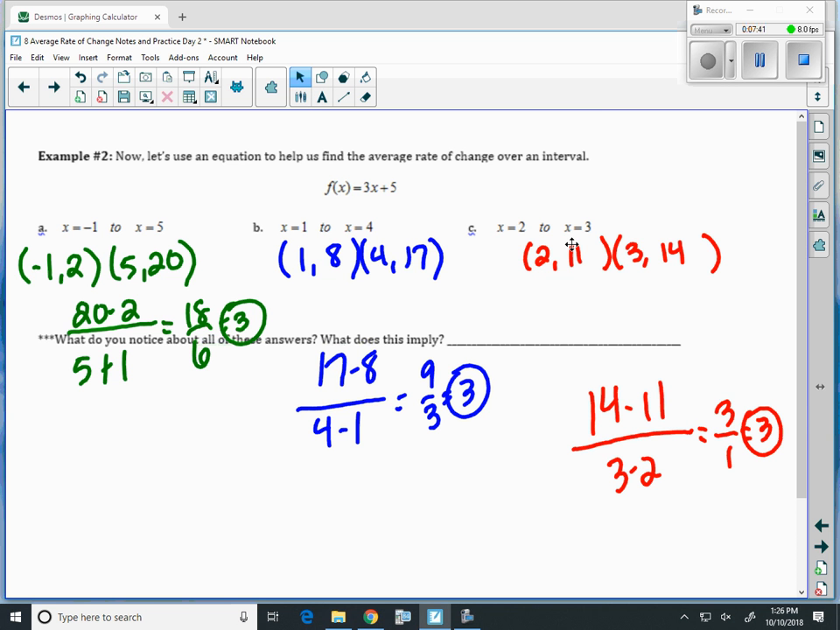You should get 3 for all of these. Every one should be 3. You got it? So it's linear. Yes, that means that it is linear.